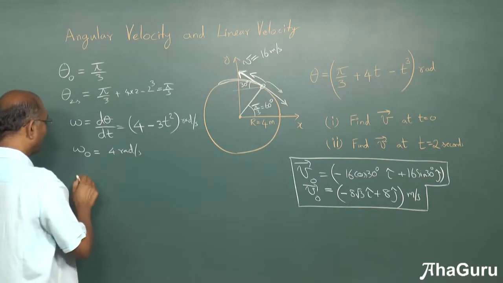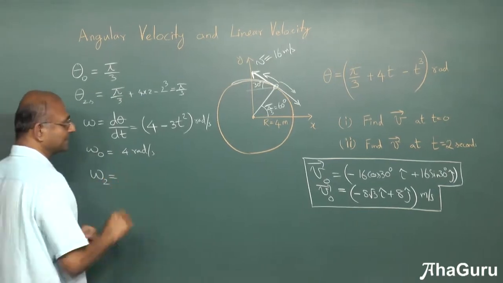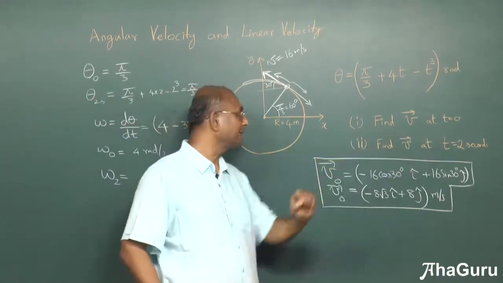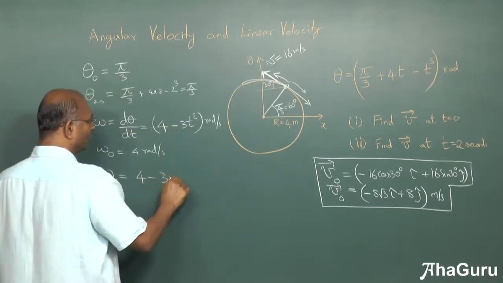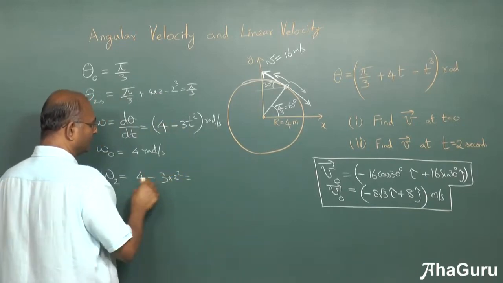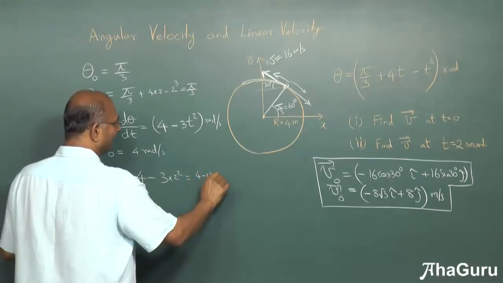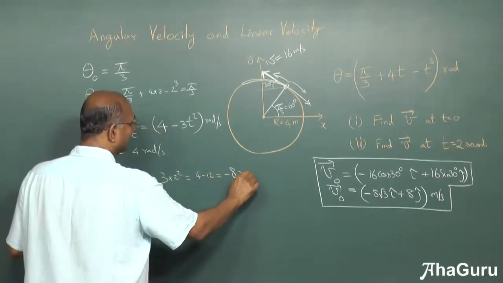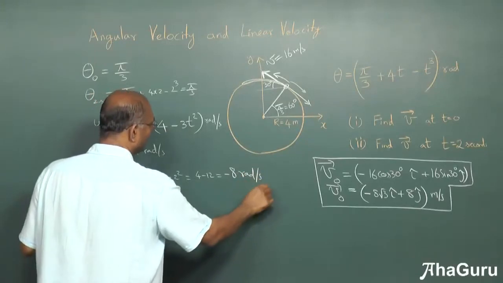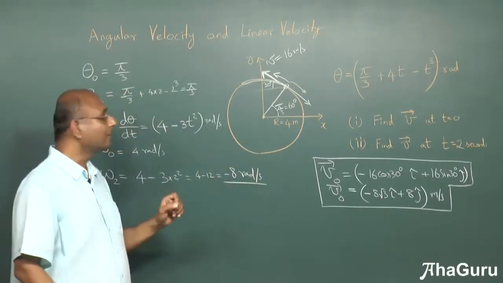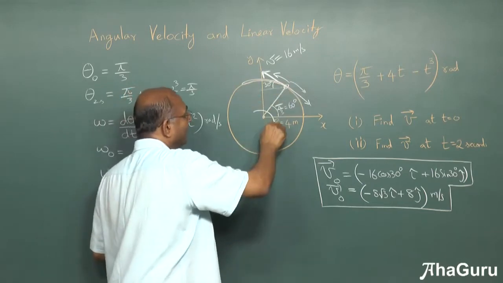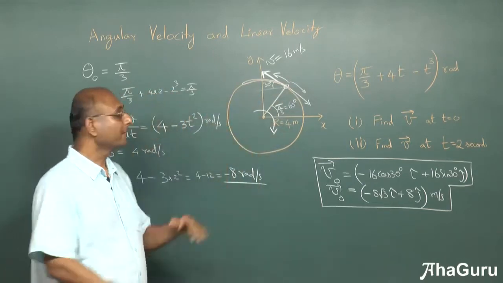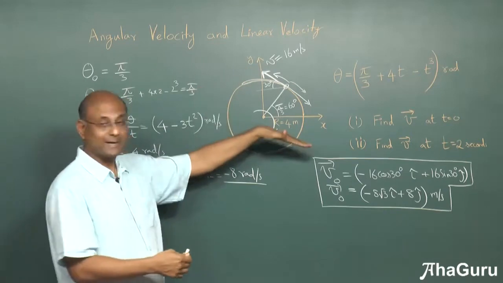But if I try to calculate what happens at t equals 2 seconds, I need to substitute 2, right? So 4 minus 3 into 2 square. 2 square is 4, so this is 12. 4 minus 12 is minus 8 radians per second. Do not ignore the minus sign. What is the minus sign telling you? The object, when it is coming back, is going like this. It went like that and then it's coming back like this.